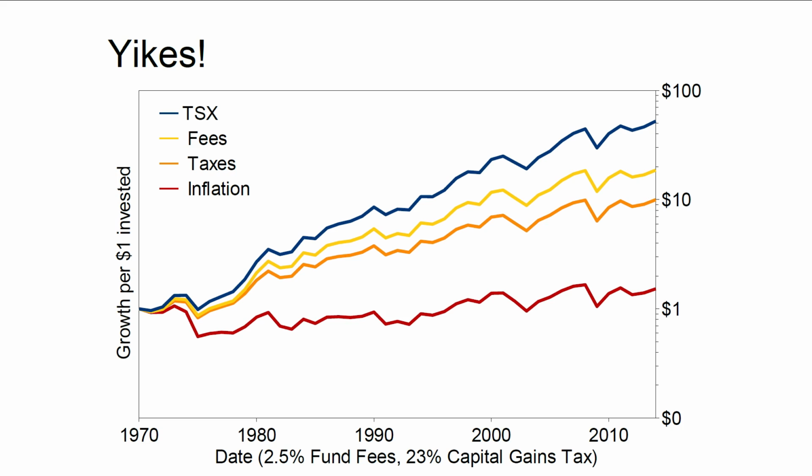Welcome to my third video on fees and investing. I'm bringing together factors, namely fund fees and taxes from the prior two videos, and I'm adding in a third factor, namely inflation, on this particular slide in front of you today. Now, as before, the very top line on this graph shows the returns of the S&P/TSX Composite Index. That's an index of large Canadian stocks.